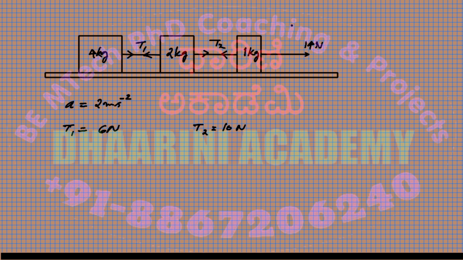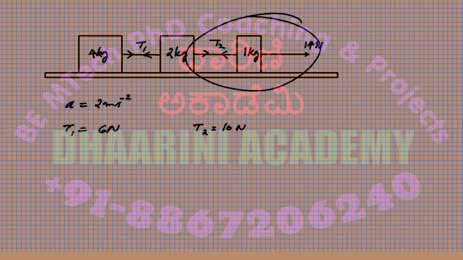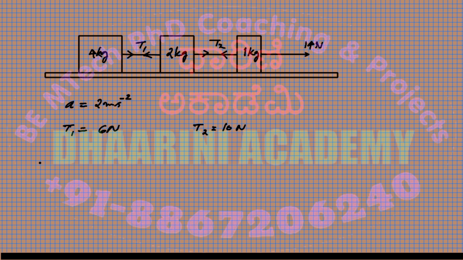So for this one, we'll write the equation. Net force, what is the net force I'm writing here? I can see two forces. One is 14 Newton going to the right and T2 going to the left is equal to mass into acceleration. Mass is 1 kg, acceleration is 2, right? So what is T2 now? This means T2 should be equal to 14 minus 2. So that should be 12, right?